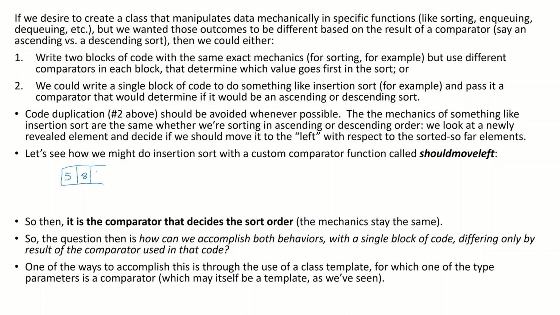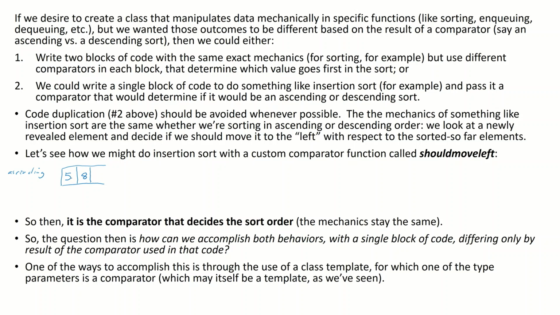And what I'm saying here is we would call our function should move left, and it would return true or false. This is an ascending sort. So this should return false. I should not move the 8 to the left at all. It is already in place.